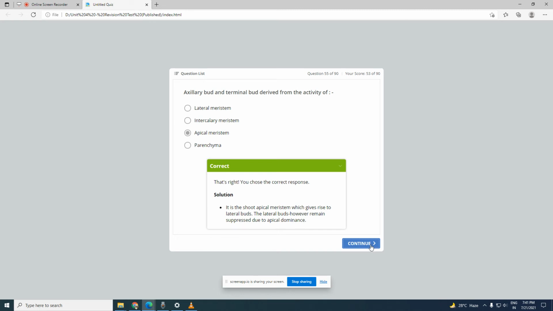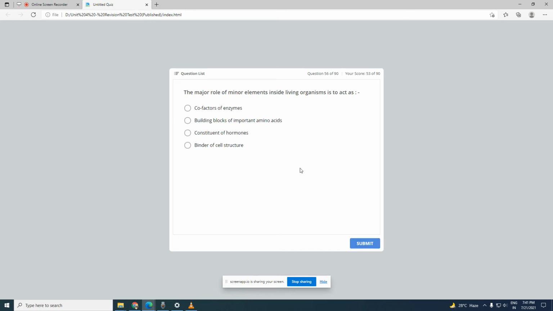We can go to question number 56. The major role of the minor elements inside the living organism is to act as cofactors of the enzymes, building blocks of important amino acids, constituent of the hormones, binder of cell structure. Which is the right answer? A, B, C, D. Cofactors of the enzymes is the right answer.